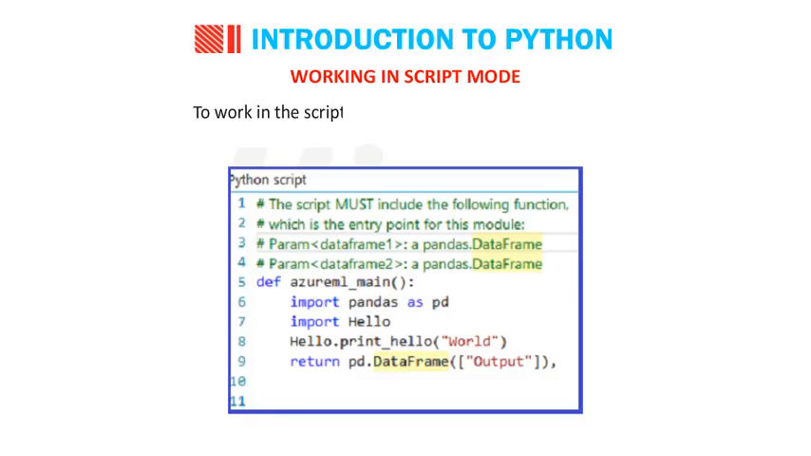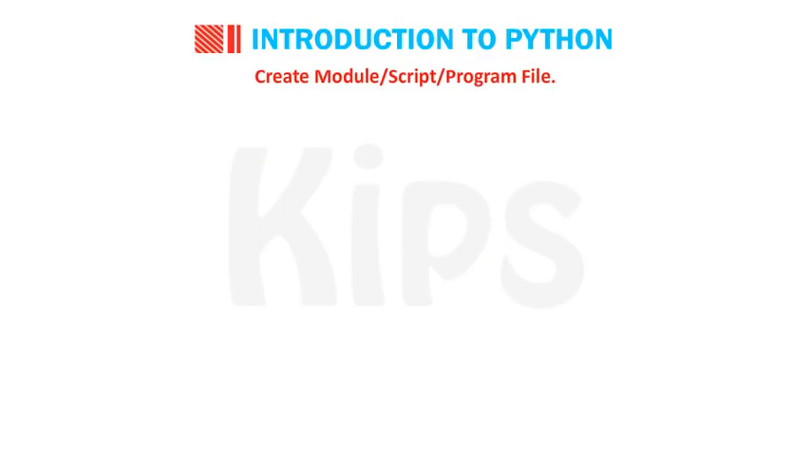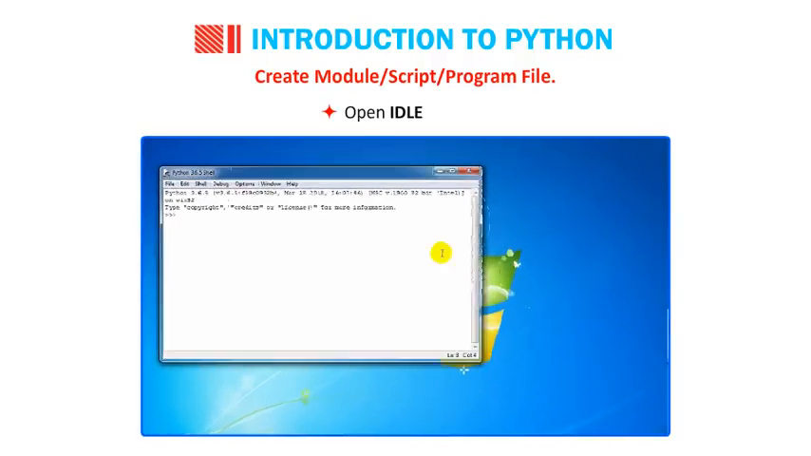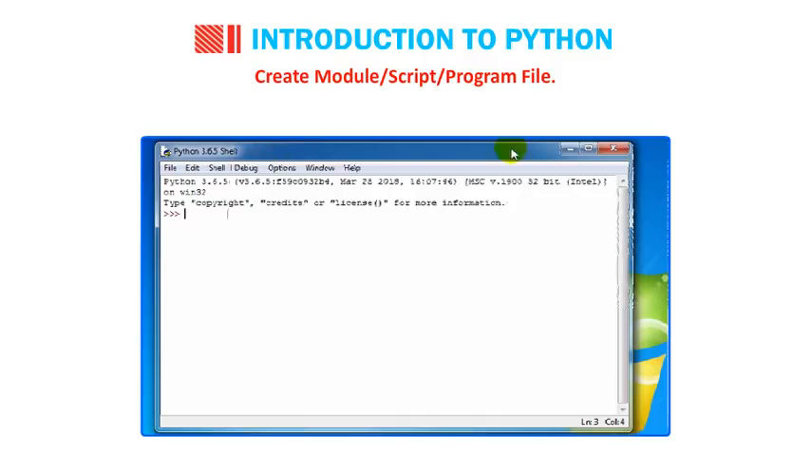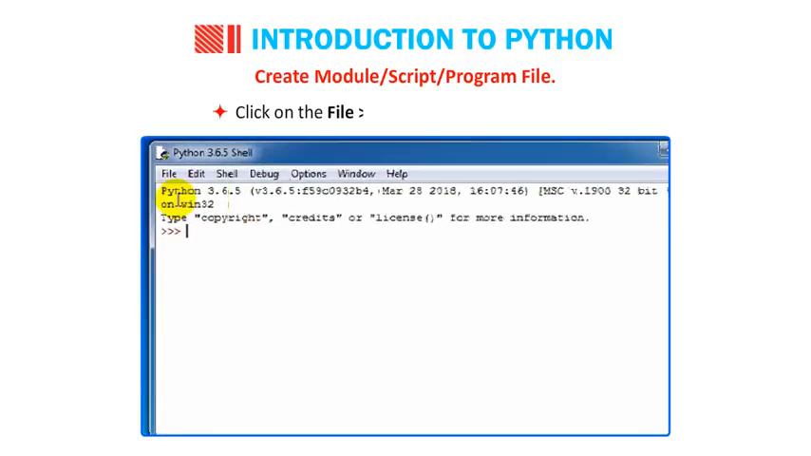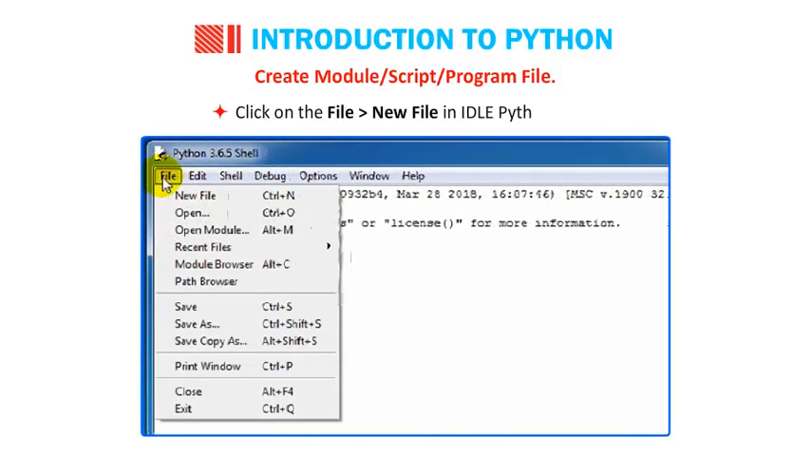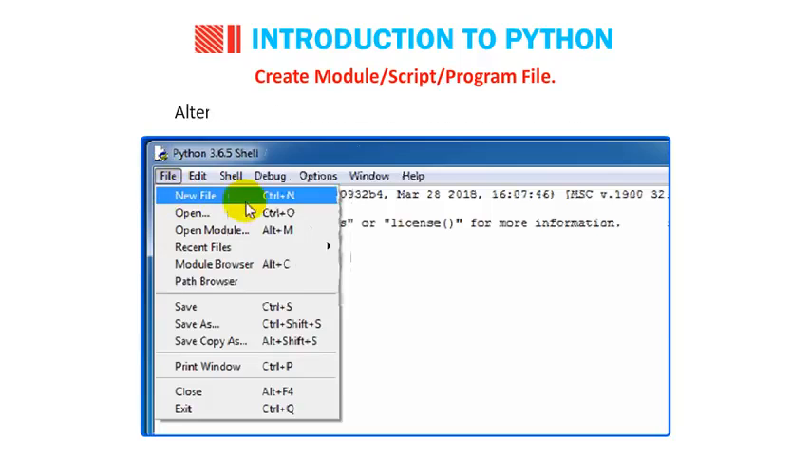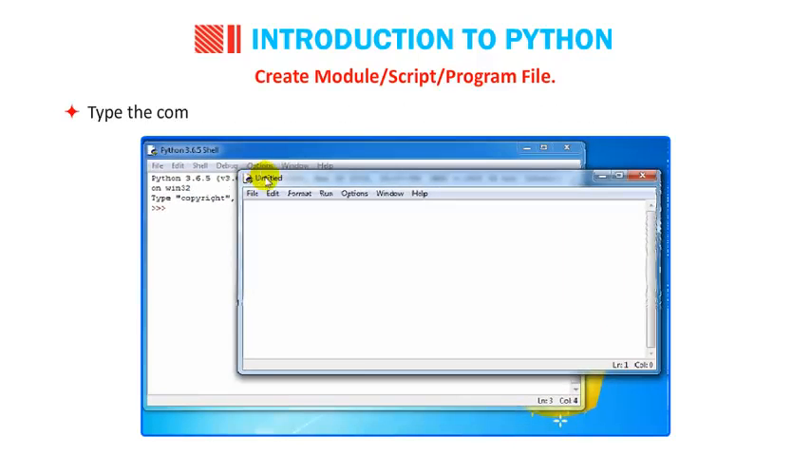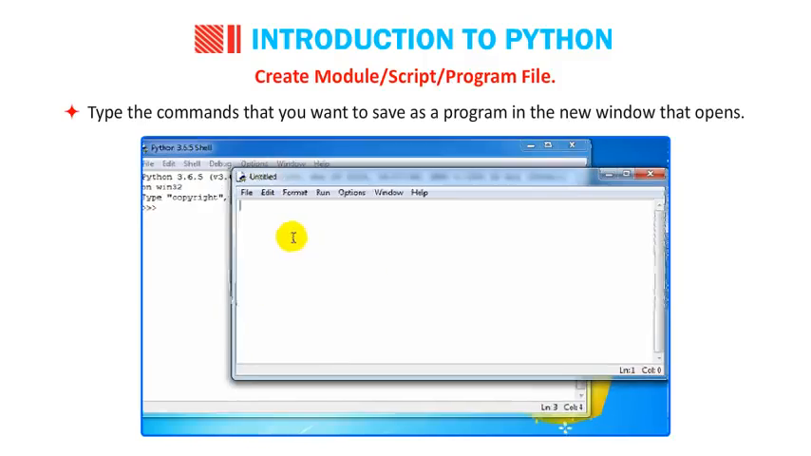To work in the script mode, you need to do the following. Create a module or script or program file. Open IDLE Python. Click on File, then go to New File in the IDLE Python Shell. Alternatively, you can also press the Ctrl plus N key combination. Type the commands that you want to save as a program in the new window that opens.